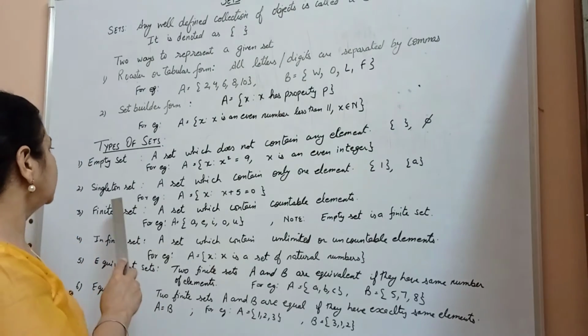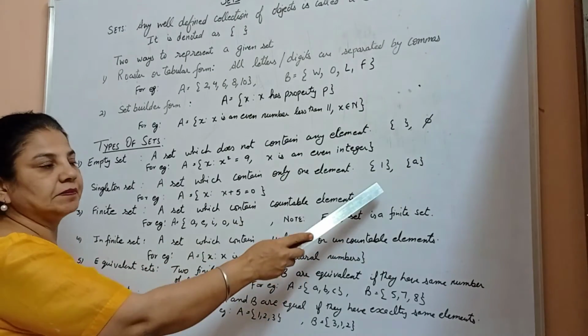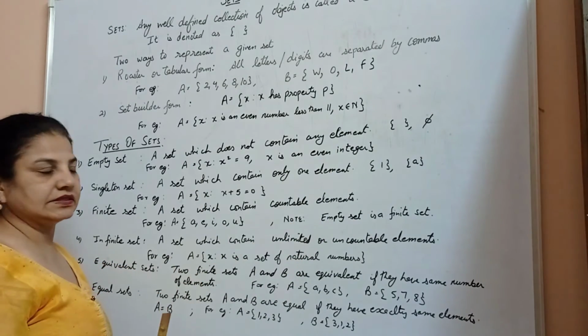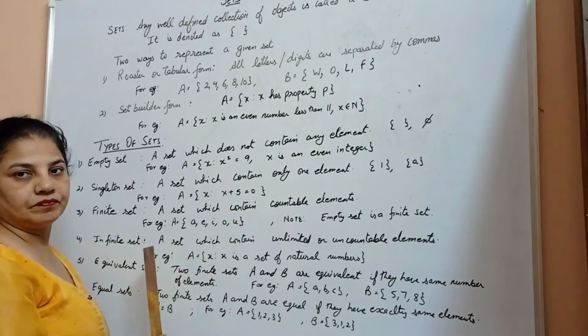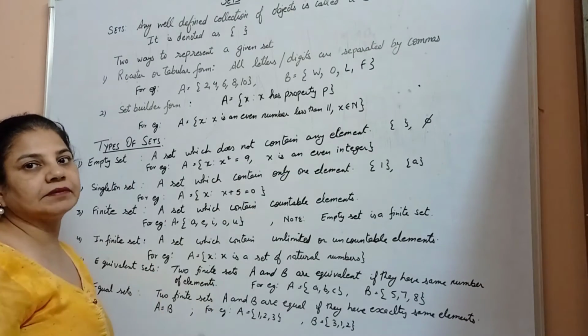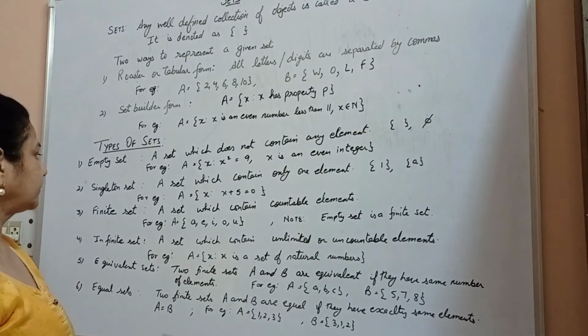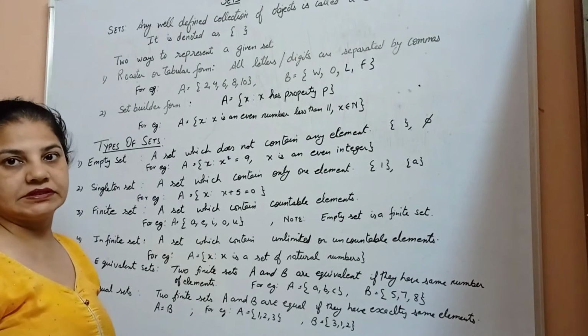Singleton set: a set which contains only one element, represented as curly brackets with one element, is called a singleton set. For example, X such that X plus 5 is equal to 0. If we get the value of X, we get minus 5, only one value, and that is a singleton set.